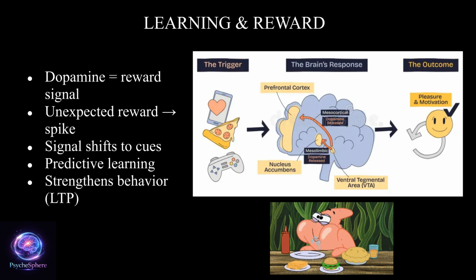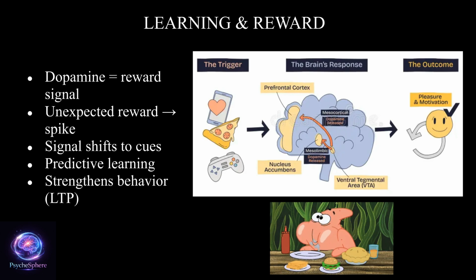Now let's move into learning. This system is not just about movement, it's also about learning what actions are worth doing. When you receive an unexpected reward, dopamine neurons fire very strongly. But after learning, something interesting happens. The dopamine signal shifts. Instead of firing at the reward, it fires when you see the cue that predicts the reward. So your brain starts anticipating the outcomes. This is how habits and learned behaviors form.